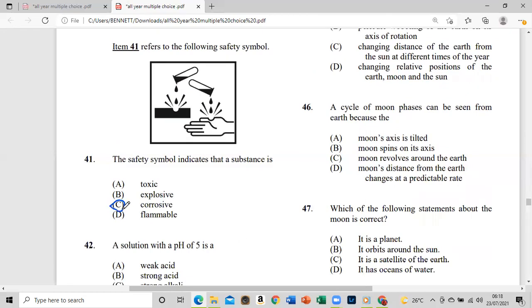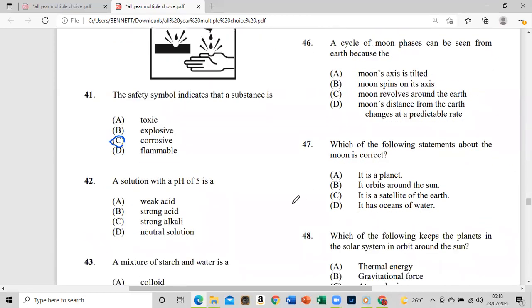All right. The solution of a pH of 5 is a weak acid, strong alkali, or neutral solution? Couldn't be neutral, it's weak acid. Remember, neutral is at 7.